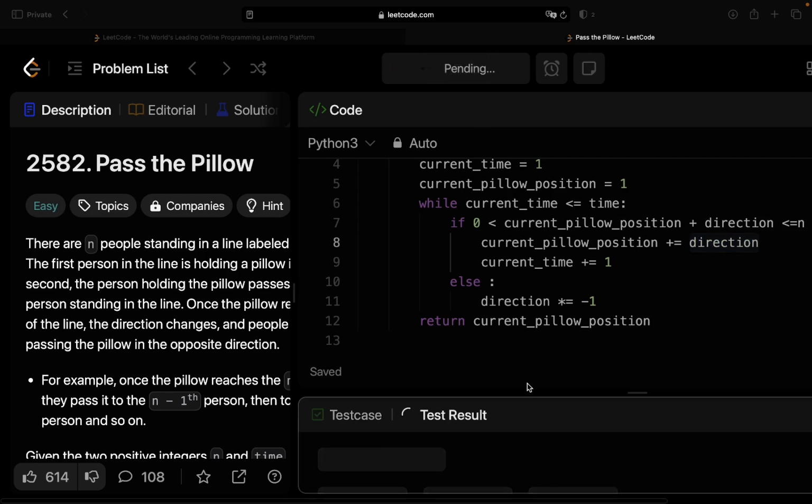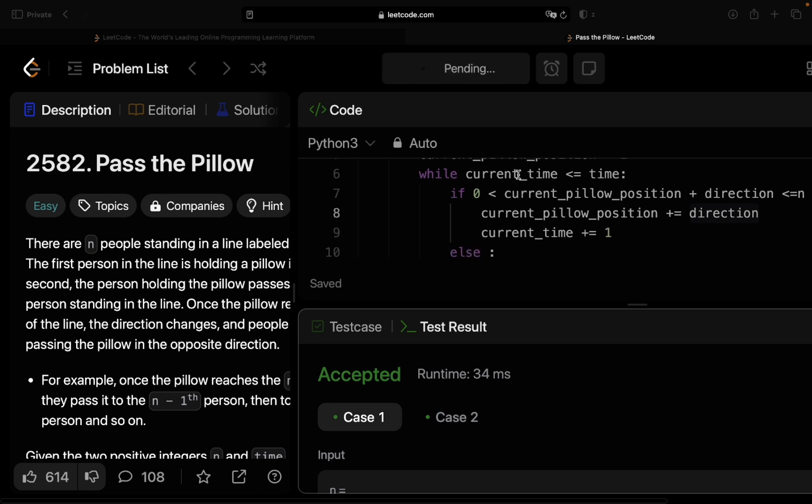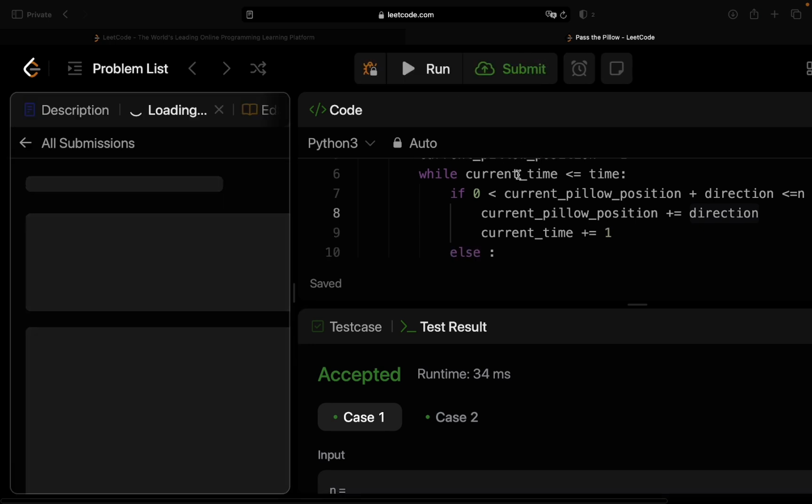So let's try. Yeah, so it passes. You run it, it passes. So let's submit. So the time complexity is O of n.